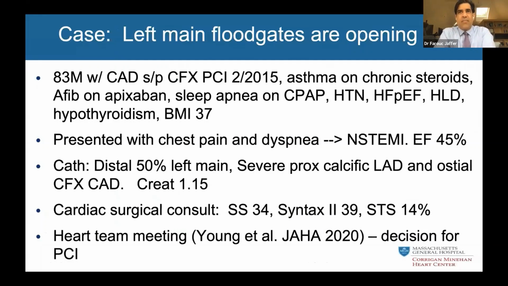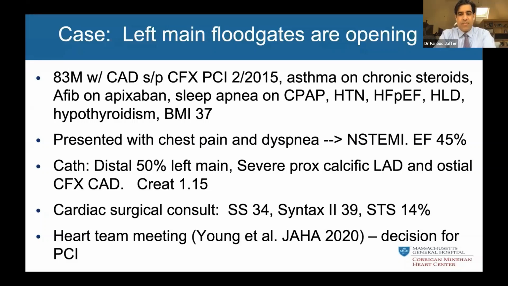Here's a second case that I thought would also be instructive. This was a case of left main intervention and a difficult situation. This gentleman was 83 years old. He had a circumflex PCI in the past. He had asthma on chronic steroids, prednisone 10 milligrams per day, anticoagulated, sleep apnea, hypertension, hyperlipidemia, hypothyroidism, and a high BMI at 37.